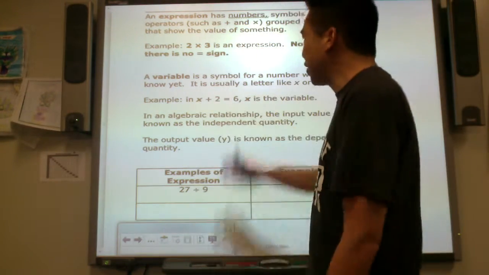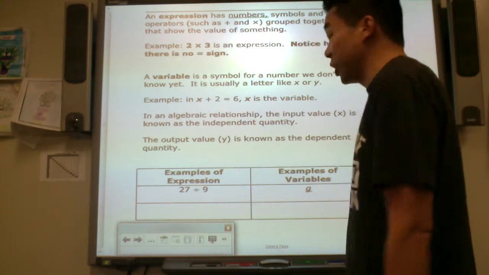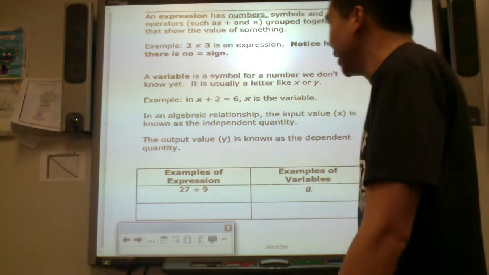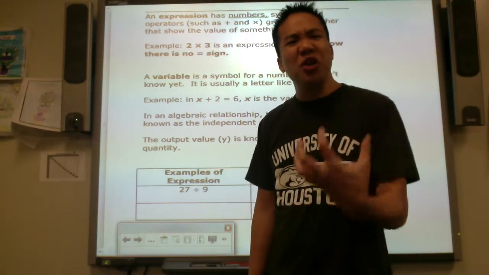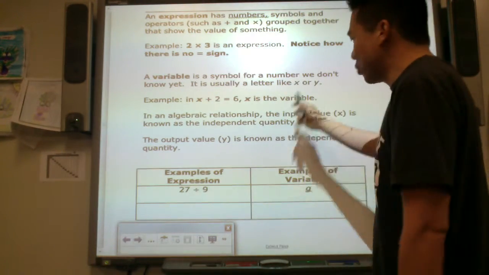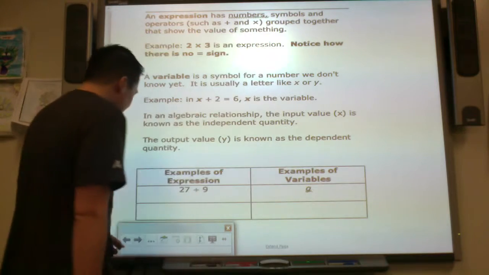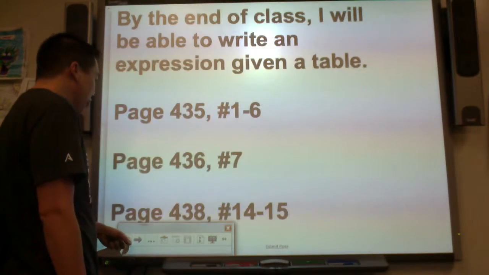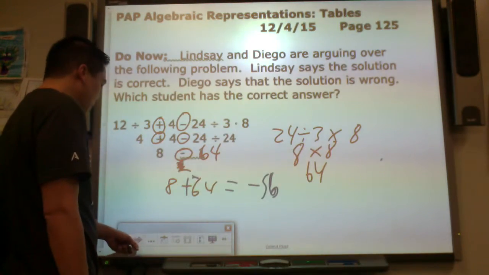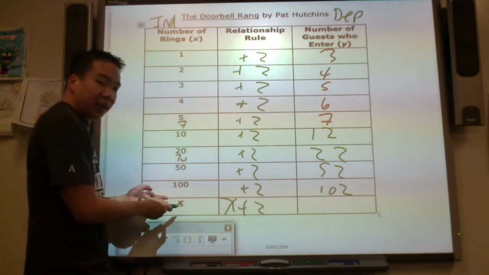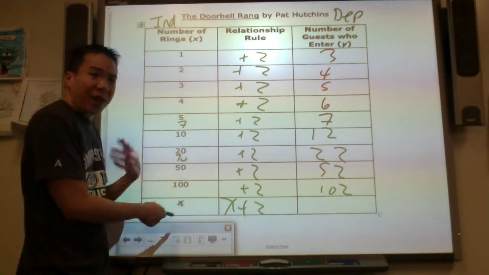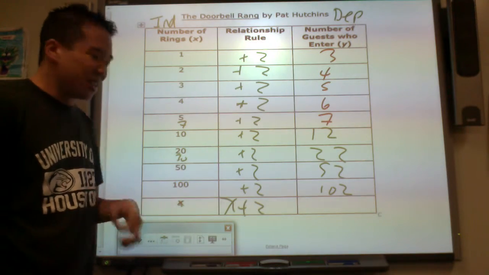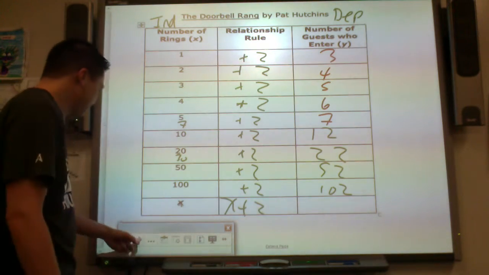8. And a variable, something you're going to hear a lot in algebra, is a symbol. It is a symbol for a number we don't know yet. For example, x and y. If you go back to our story, the variable was x. What if we wanted to find the number of doorbell rings, but we don't know what exactly the number is yet? So that's why we used x.